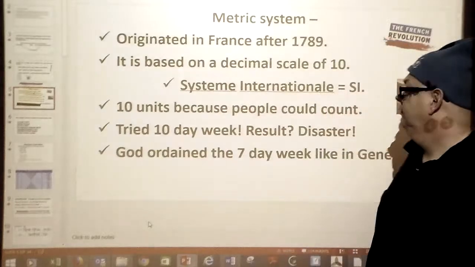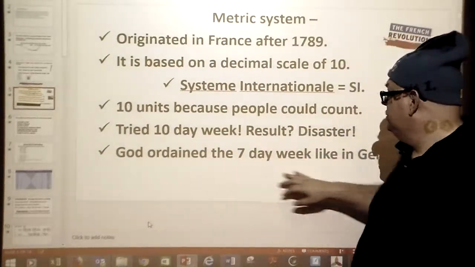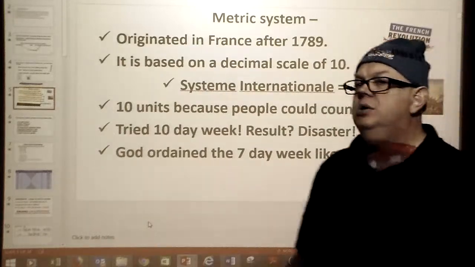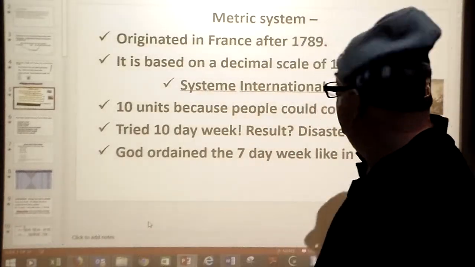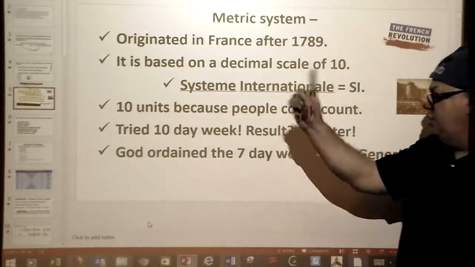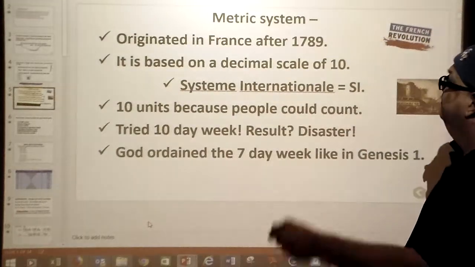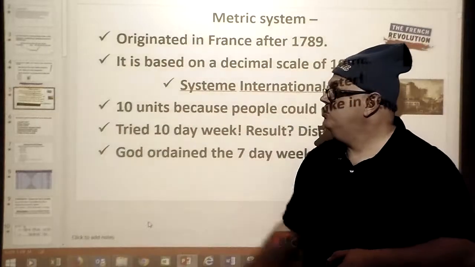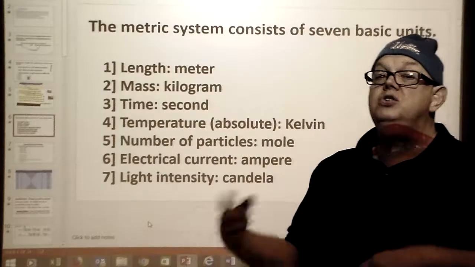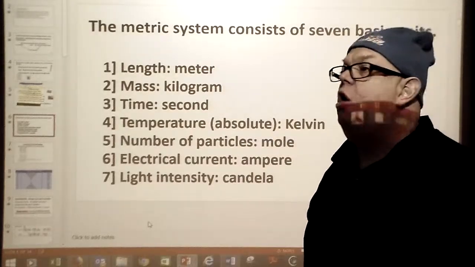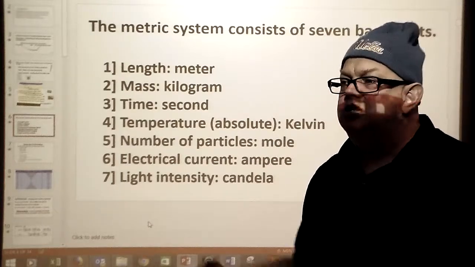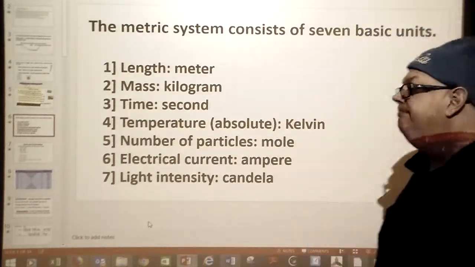Boom. Okay? So God ordained the 7-day week, like in Genesis, and that's a really important thing. It was not man's idea that everything's going to be based on 10. No, no, no. Now, why do I make a big deal about the metric system? That's because that's what the scientists use to do their measurements, and it's almost completely worldwide. And it's based on units of 10, which makes it easier to do calculations.